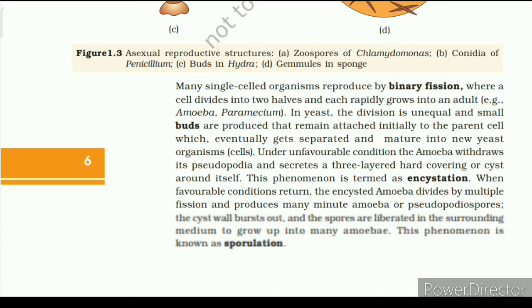In yeast, the division is unequal and small buds are produced that remain attached initially to the parent cell, which eventually get separated and mature into new yeast organisms.